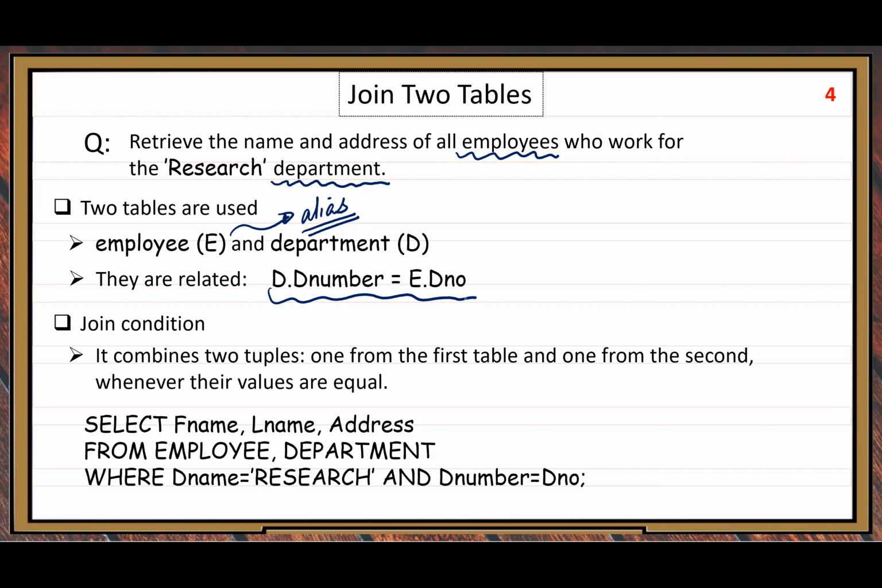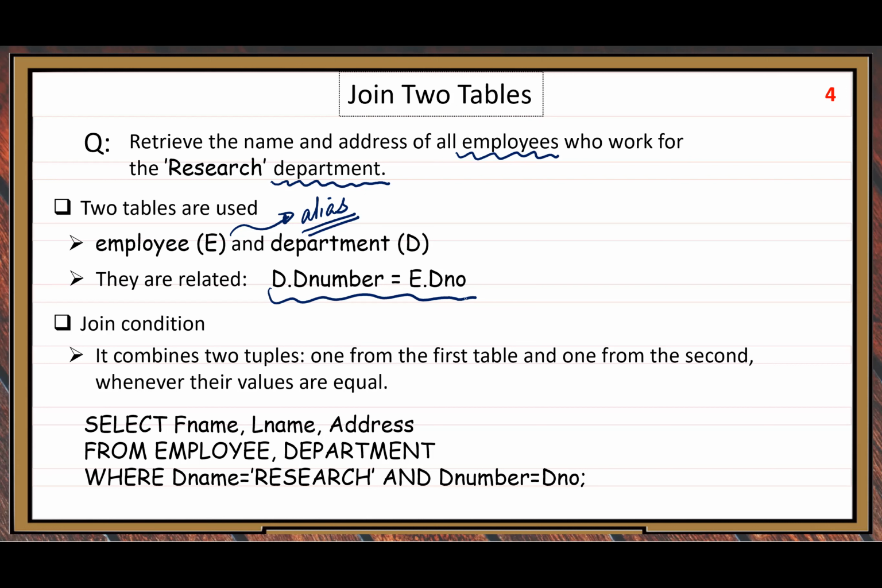That is the solution for our top question. You can see select F name, L name, address. For the requirements, we need to retrieve name and address: first name, last name, and address. All right, from employee, the first table, comma, and department, the second table, two tables separated by comma.